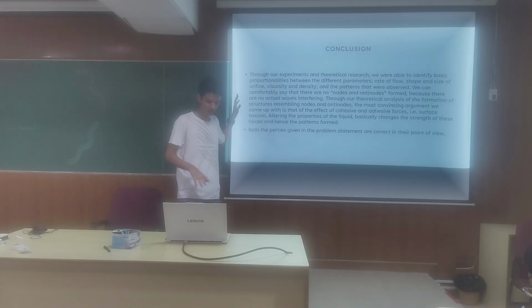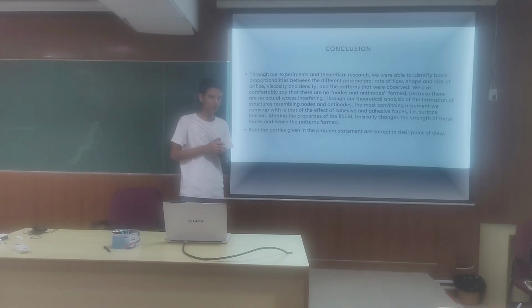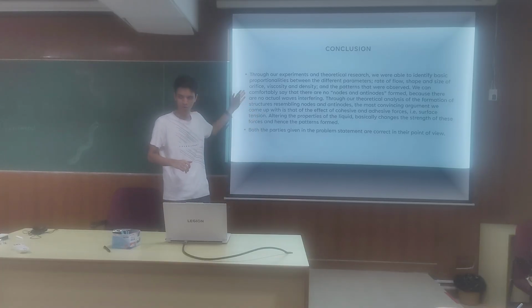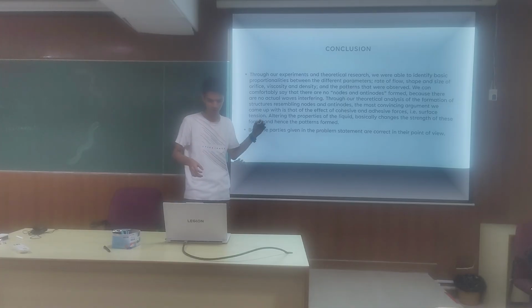But these structures are very real; they are not illusions. The explanation is not by waves, like we traditionally think of nodes and antinodes, but by the balance of cohesive and adhesive forces, which is basically surface tension. So I think we concluded that both the parties were correct in their point of view because these structures are real; they are not illusions. So the first guy was right, and the second guy was right, because there are no traditionally defined nodes and antinodes here, because there is no interference. Okay.